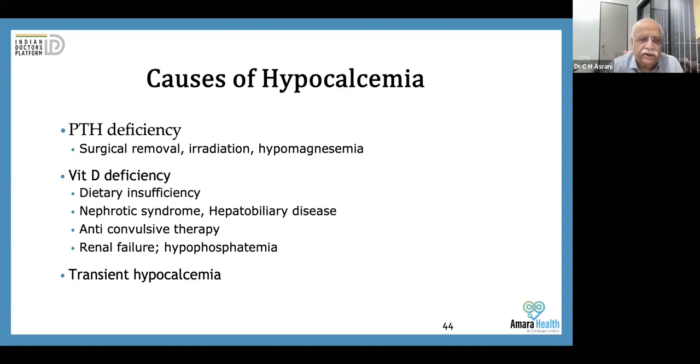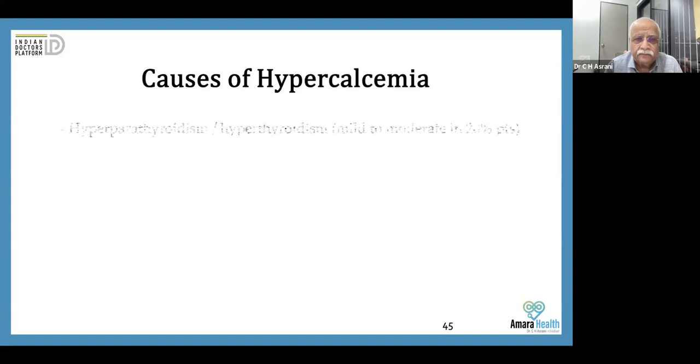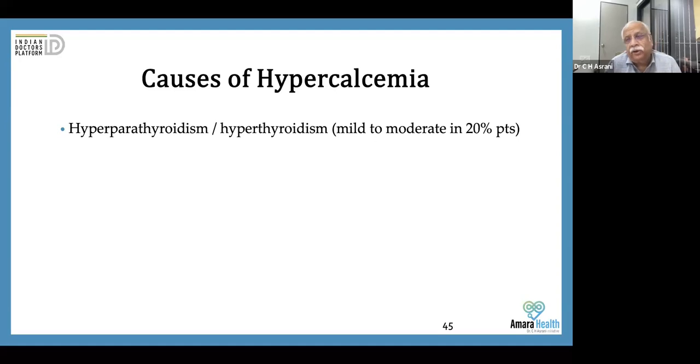Then there's a condition called transient hypocalcemia, when massive transfusion has been given with acidic blood, rickets is being treated, or there is an osteoblastic metastasis. At that time you will have a transient hypocalcemia till that part is corrected. Then hyperparathyroidism or hyperthyroidism. Hyperthyroidism, around 20% of patients will have mild to moderate hypercalcemia, sorry.